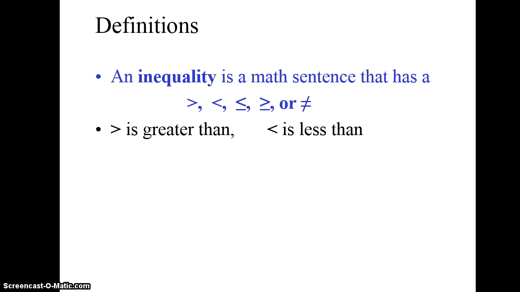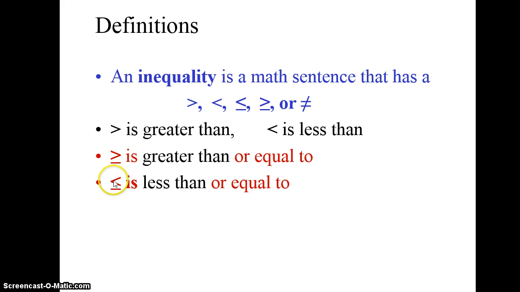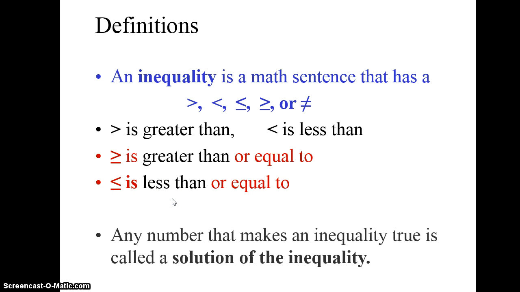So for example, the first symbol is known as "is greater than." Sometimes we could say "is more than." And the second symbol you see is "is less than." Then we have "is greater than or equal to," and it has an extra line below it. Just like this symbol where it's a less than and it has a line underneath it, and so it is "less than or equal to." We also have this symbol with the equal sign with a slash through it, and that means "is not equal to." So there are lots of numbers that make an inequality true, and it's called the solution of the inequality.